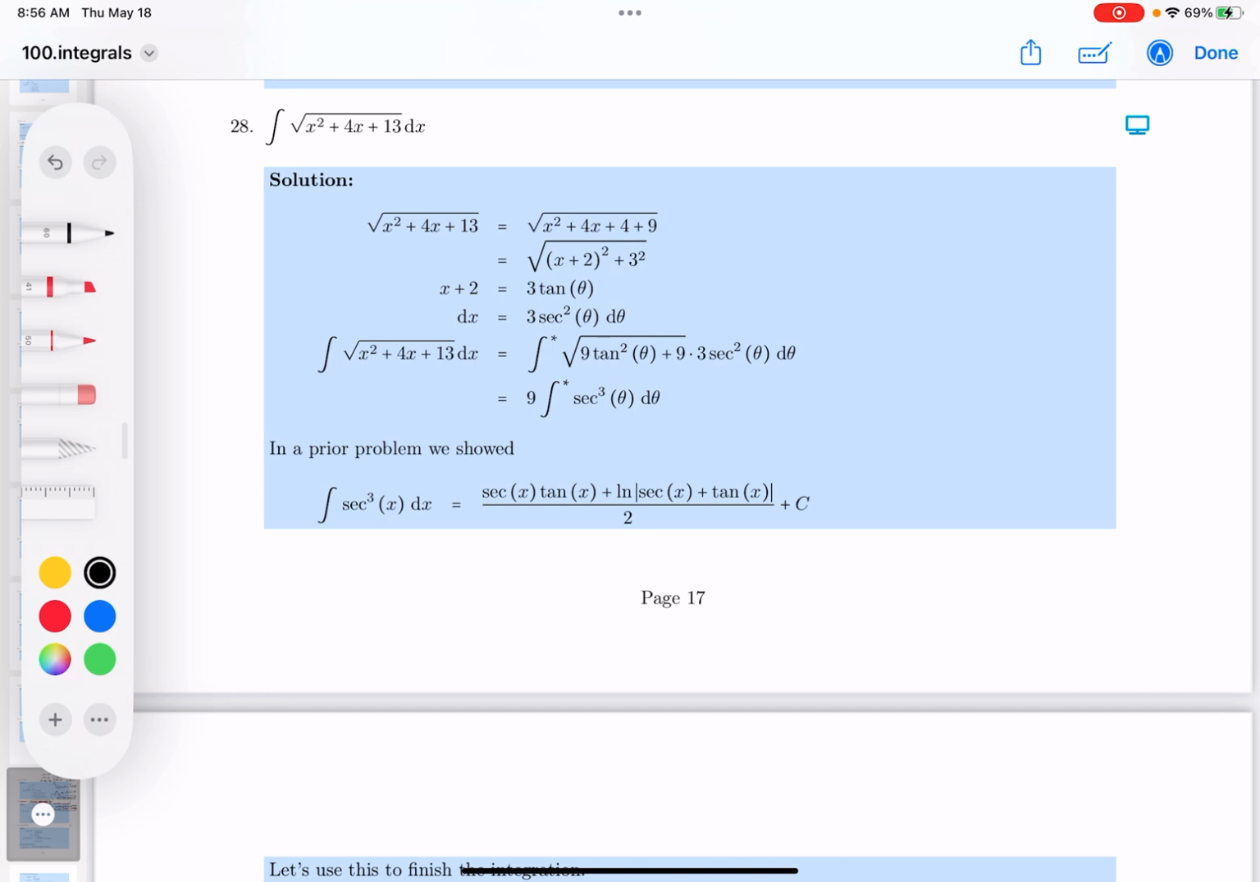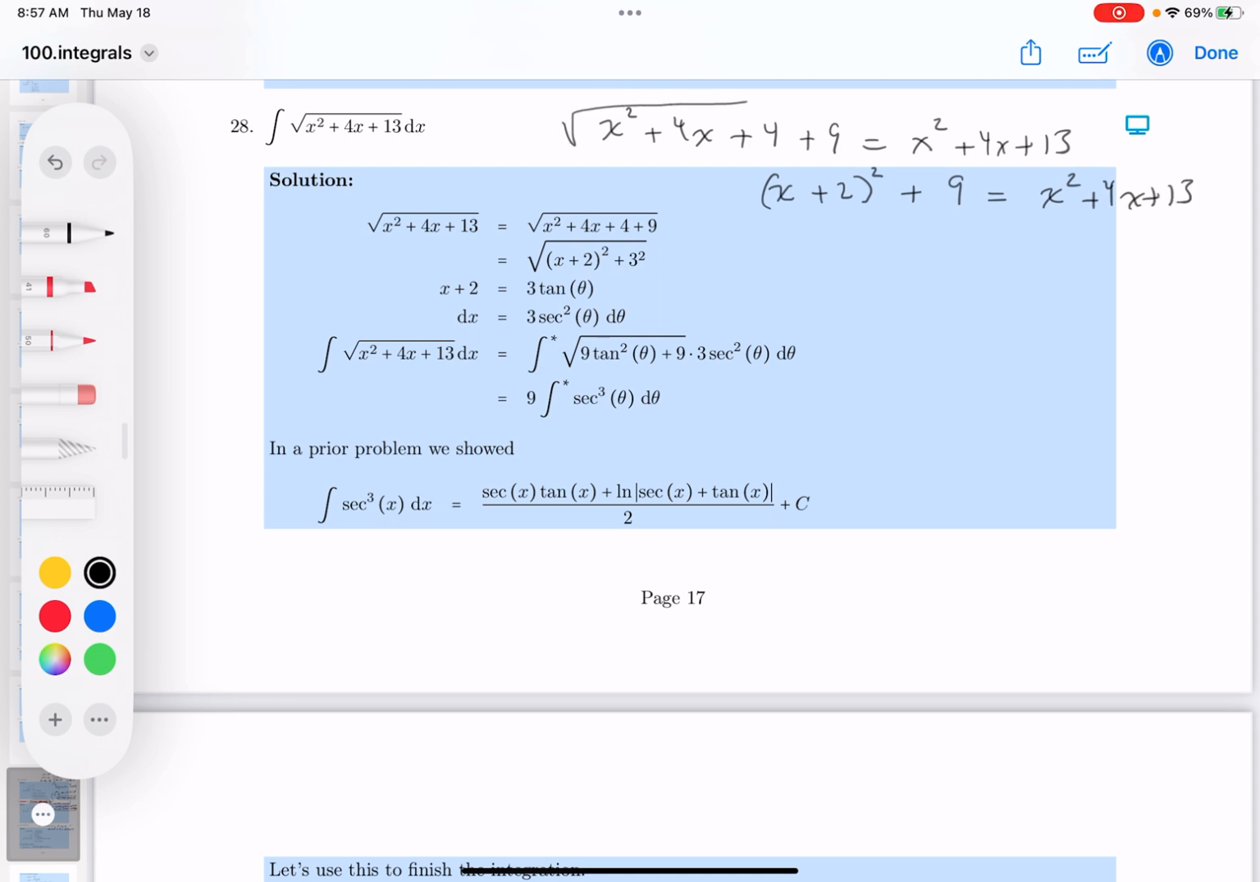So I'm going to complete the square. Let me do this over here: x squared plus 4x. Now, if I complete the square, I have to take half of the 4, which is 2, and square it, which is plus 4. But you notice there's a 13 there, so I have to add 9 onto it. This is the same thing as saying x squared plus 4x plus 13. It's identical. So x plus 2 squared plus 9 equals the same thing as x squared plus 4x plus 13.